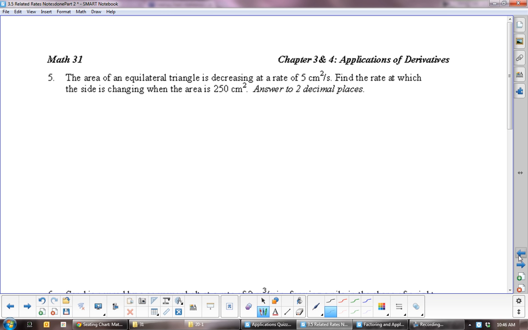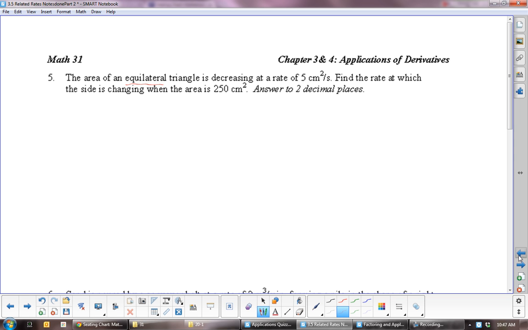Now the area of an equilateral triangle. Okay, so you might want to write in the stuff that's underneath. The area of the equilateral triangle is decreasing at a rate of 5 centimeters squared per second. Find the rate at which the side is changing when the area is 250.